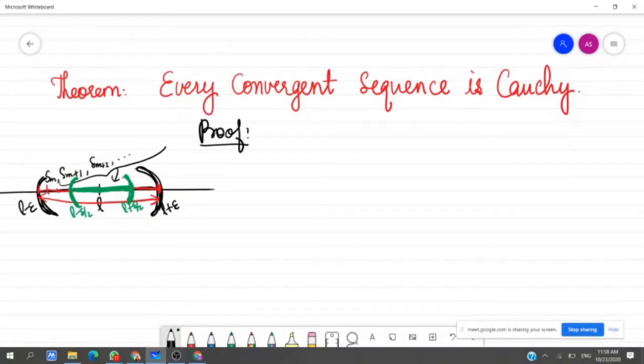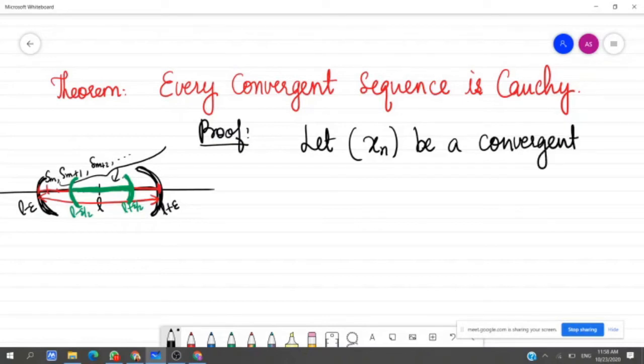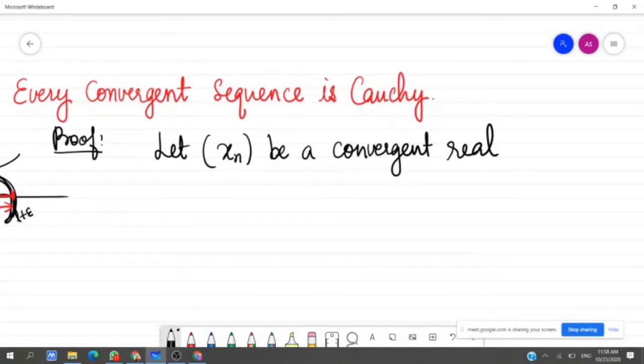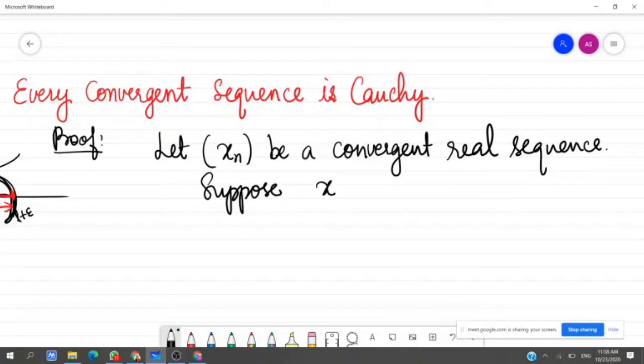Proof. Let Xn be a convergent real sequence. Suppose Xn converges to some number L. Suppose it is convergent എന്ന് നമ്മൾ assume ചെയ്തിട്ടുണ്ട് already. We have taken a convergent sequence. Say it converges to L.